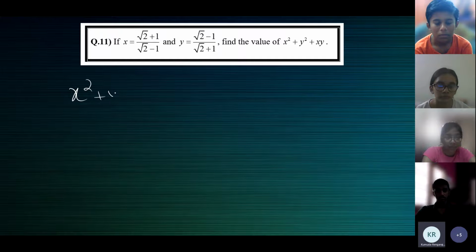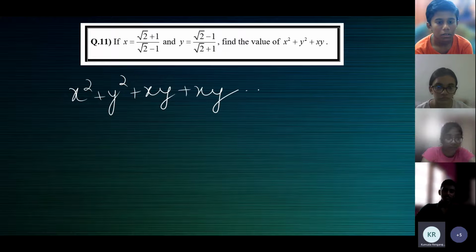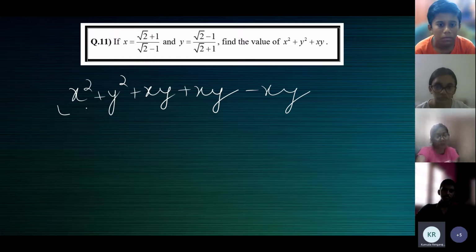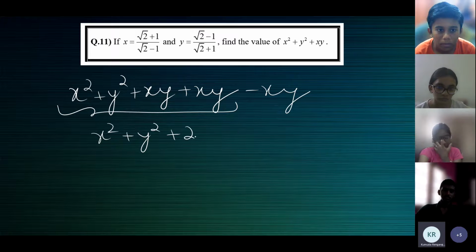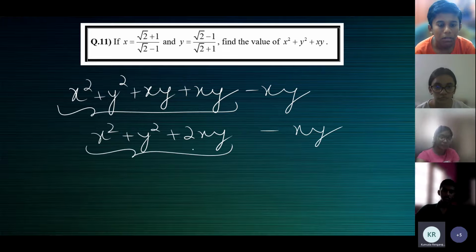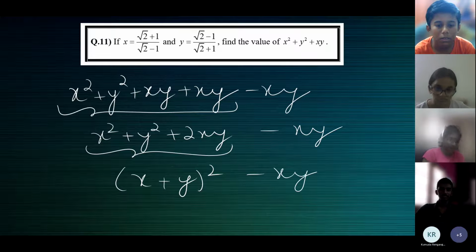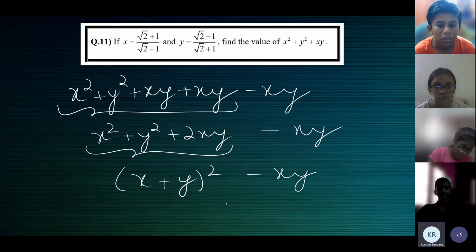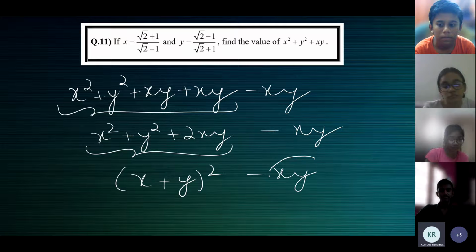We are given x squared plus y squared plus xy. We're going to add xy because we want 2xy, and we'll subtract xy. Now these terms make x squared plus y squared plus 2xy, and this minus xy as it is. Now this one is x plus y the whole square minus xy. So now what is the procedure? We know that xy is 1.